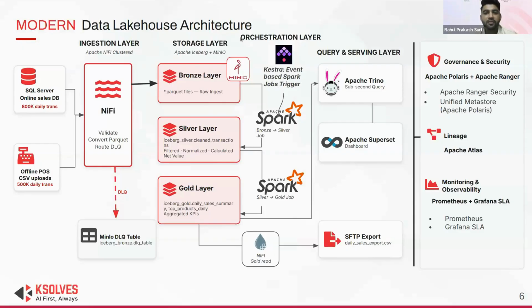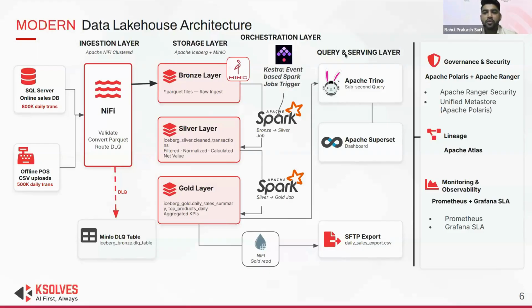We have the orchestration layer over here, in which we are using the Kestra tool. Kestra is responsible for scheduling the Spark jobs based on events. As soon as NiFi pushes the data into MinIO, it sends a trigger to Kestra, and Kestra will schedule these jobs one by one.